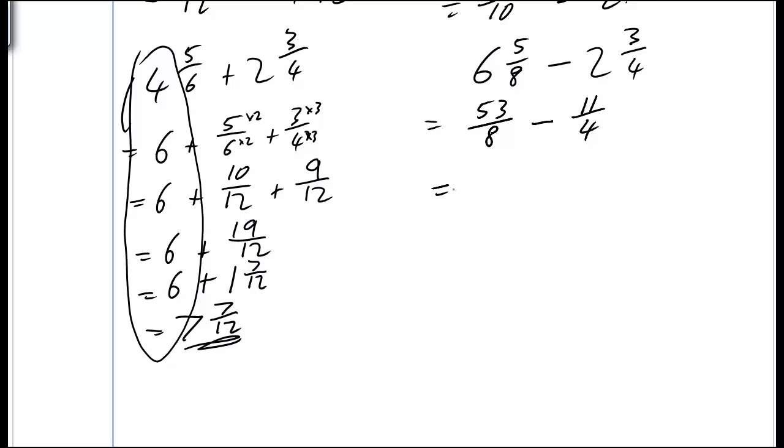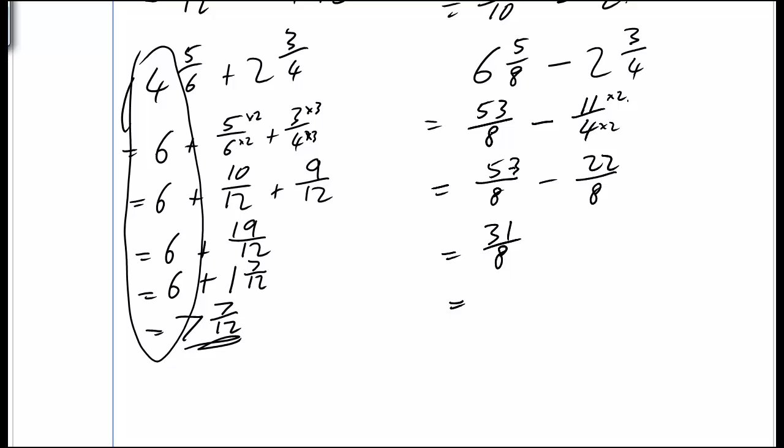Now we can simply subtract, once we get a lowest common denominator. The lowest common denominator will be 8. So it's 53 on 8, subtract 22 on 8, because you've got to multiply the 4 by 2 to give you 8, so you have to multiply the 11 by 2 as well to give you 22. When you do that, 53 take 22 is 31, I think. 31 on 8. Now we can convert that back to a mixed number.